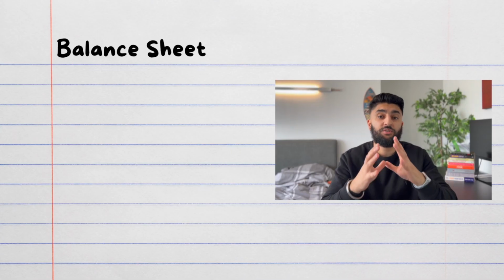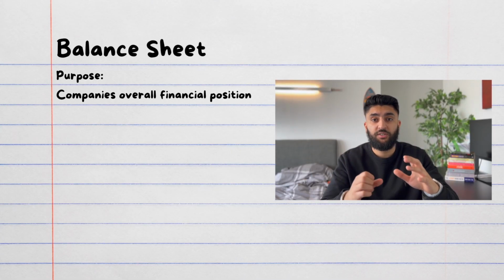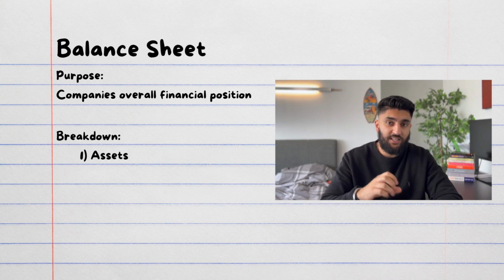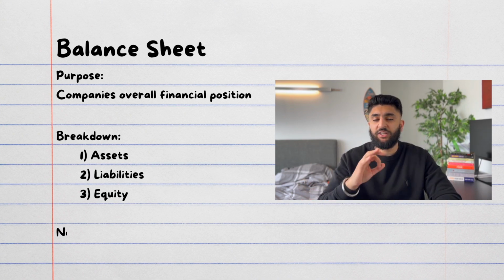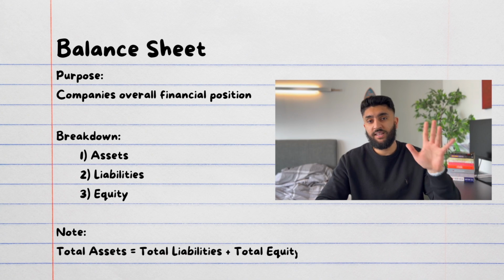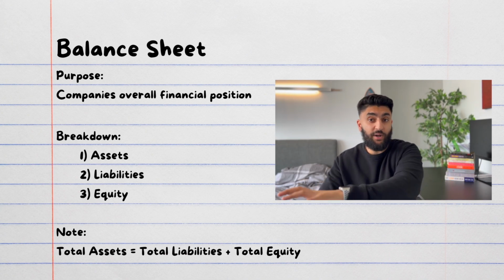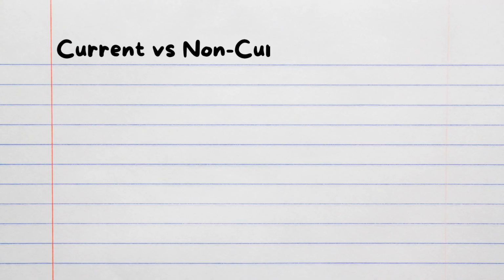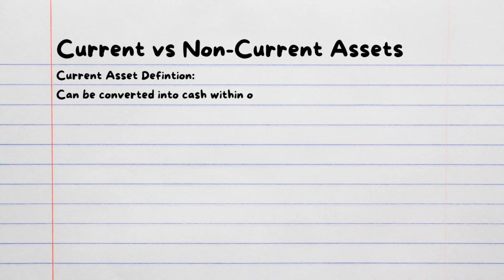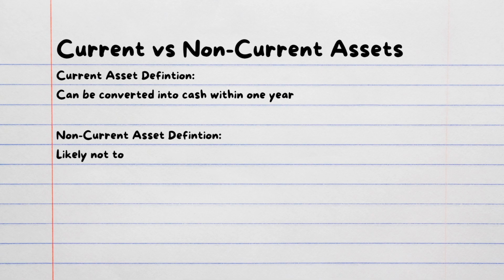The balance sheet shows a company's overall financial position. So within the balance sheet, we have assets, liabilities, and equity. It should be noted that total assets equals total liabilities plus total equity. The asset section is split into current assets and non-current assets. Now, current assets are assets that can be converted into cash within a year, therefore they're short term, whereas non-current assets take over a year to be realized, over a year to be converted into cash.